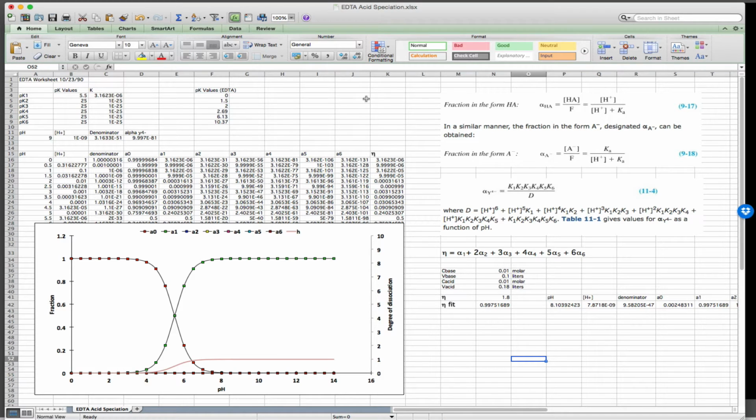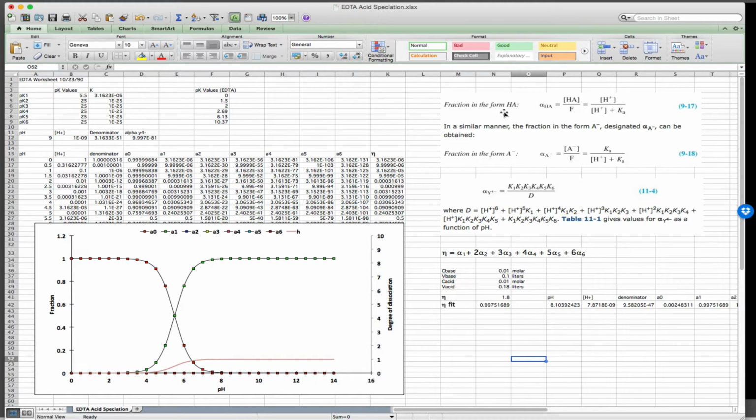This video illustrates techniques for calculating the degree of dissociation, alpha, for monoprotic through polyprotic acids. So let's begin by looking at the fundamental equations that we're going to use.